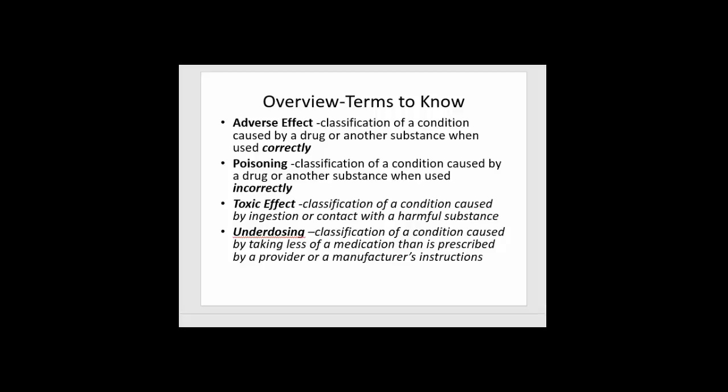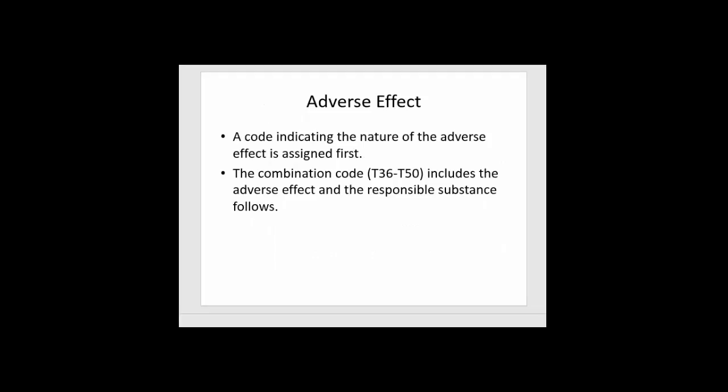A toxic effect is a condition caused by ingestion or contact with a harmful substance. An underdosing is a condition caused by taking less of a medication than is prescribed by a provider or a manufacturer's instructions. When we're coding an adverse effect, we're going to put the code that indicates the nature of the adverse effect first, and then the combination code, which is in the T codes, that includes the adverse effect and the responsible substance following. That's the range of T36 to T50.